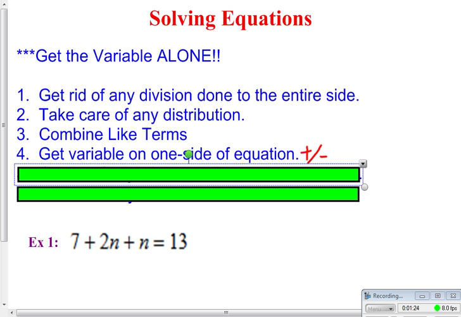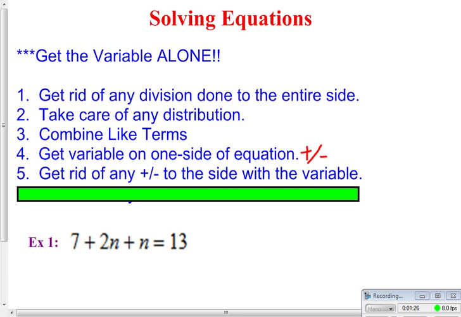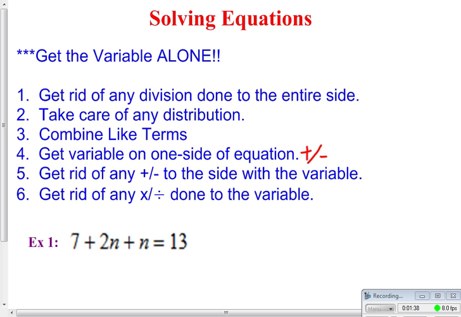Step 5 is to get rid of any addition or subtraction to the side with the variable. So once you get the variable on one side, we're going to get rid of any addition or subtraction to the side with the variable. And last is to get rid of any multiplication or division done to the variable.